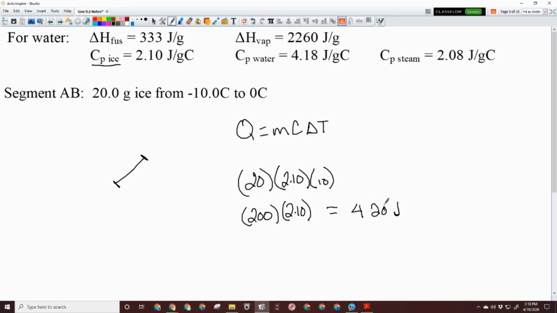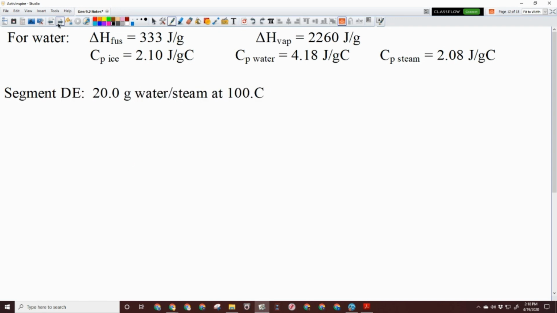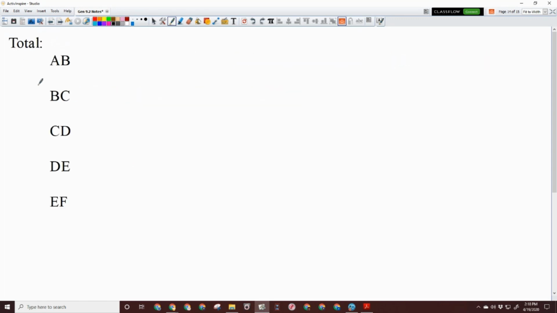So this is how you catch yourself making those little bitty mistakes that get an answer wrong, by being detail oriented and double checking your work. All right, so line segment A to B is 420 joules. And I have over here on this screen where I'm going to add them together. So segment AB is 420 joules. I'm going to go ahead and put that there.